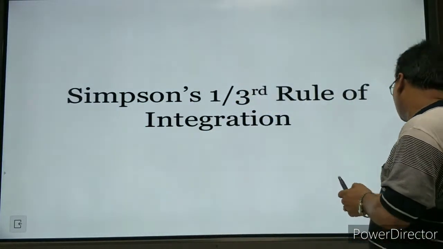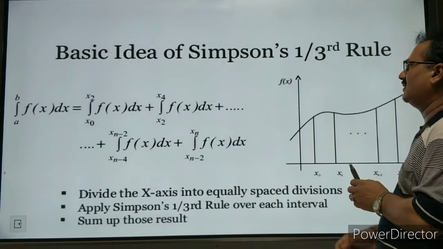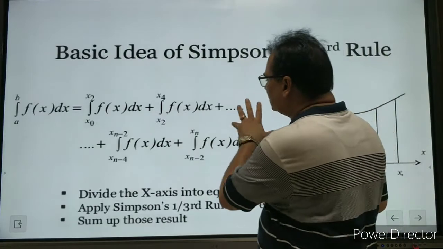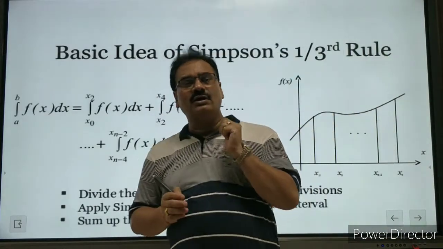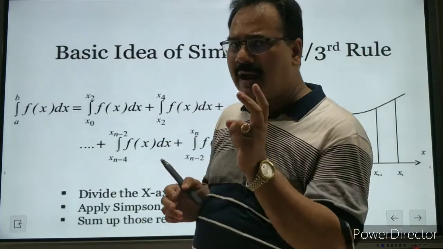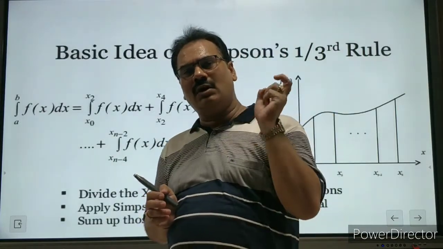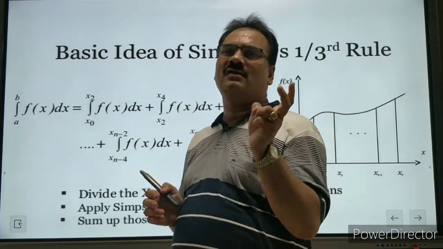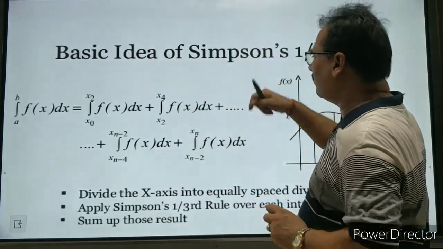Okay, Simpson's 1/3 rule I am going to address. So what is the basic idea of Simpson's 1/3? This formula emerges when you put the value n equal to 2 in the Newton-Cotes formula. Again I am repeating, for n equal to 1 in the Newton-Cotes formula you will get the trapezoidal rule. For n equal to 2 we will get Simpson's 1/3 rule.